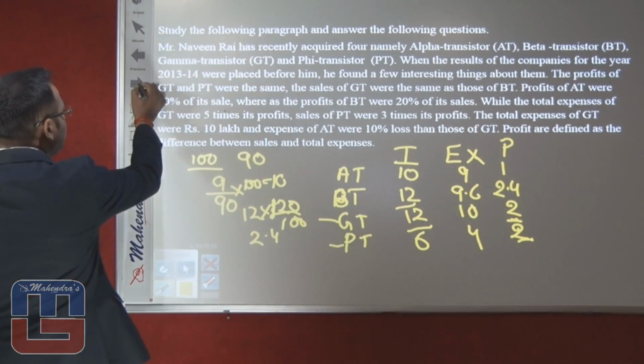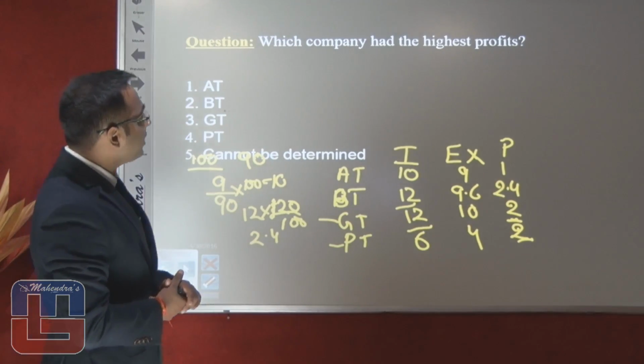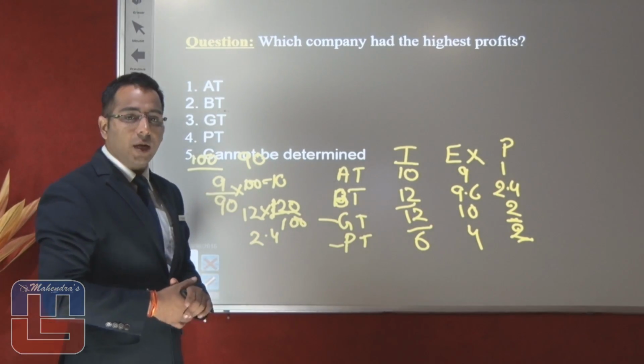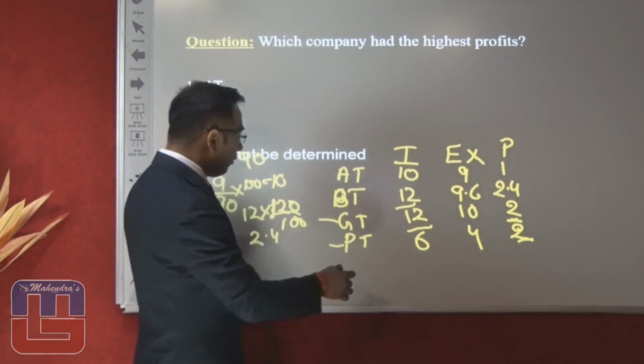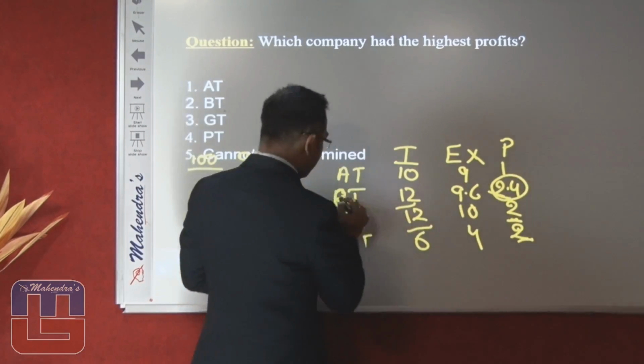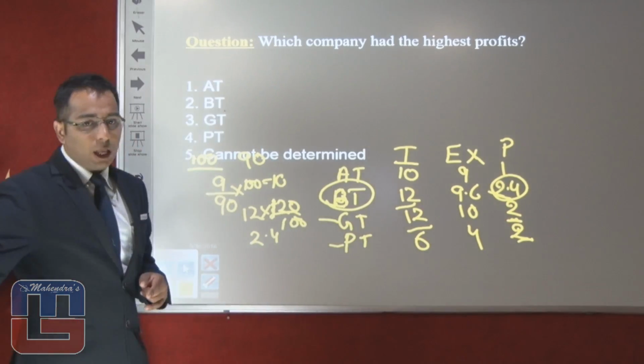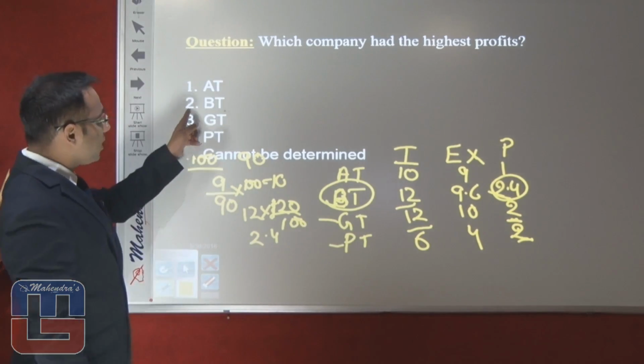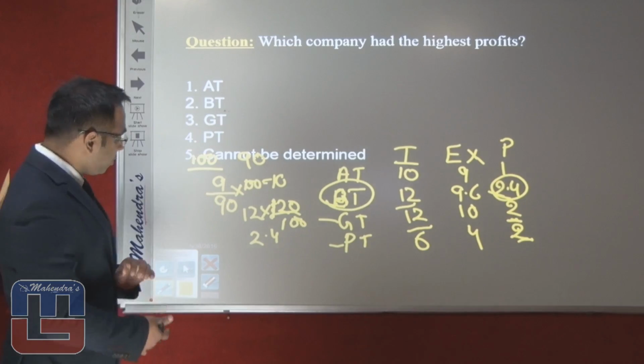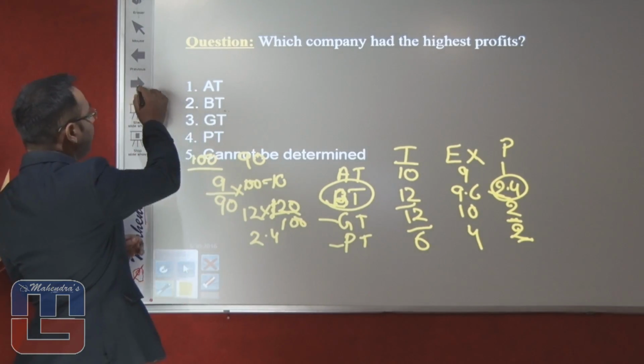Now let us see the question based on this. The first question says which company had the highest profit? Highest profit is 2.4. Which company is having that? The company BT. So the answer is BT, second option.